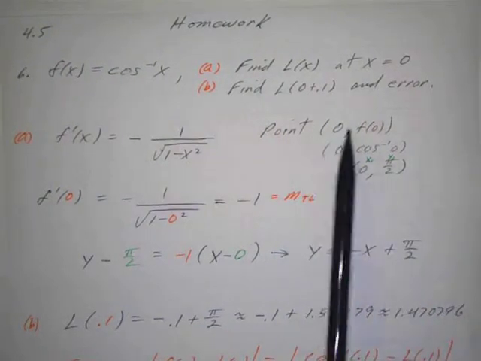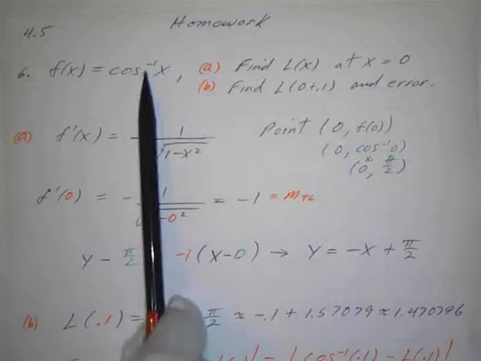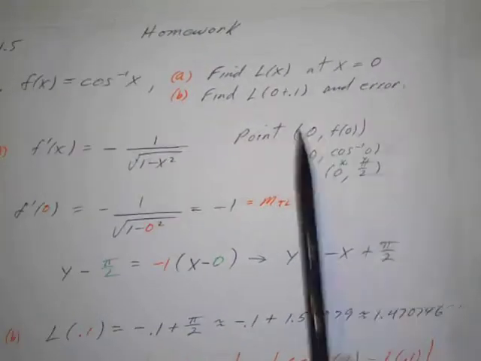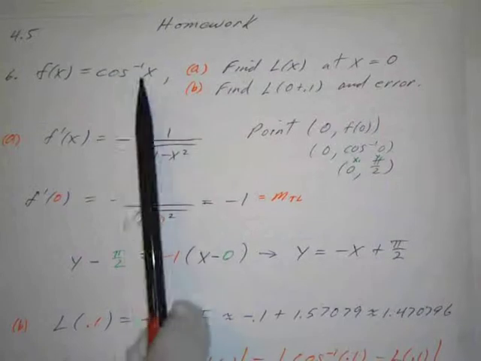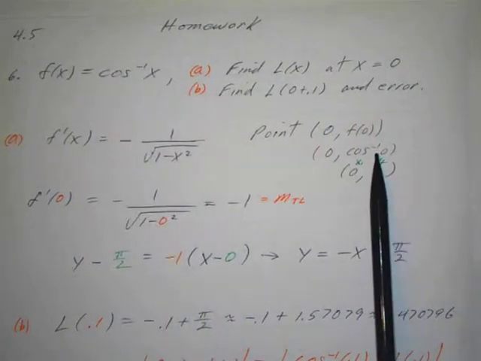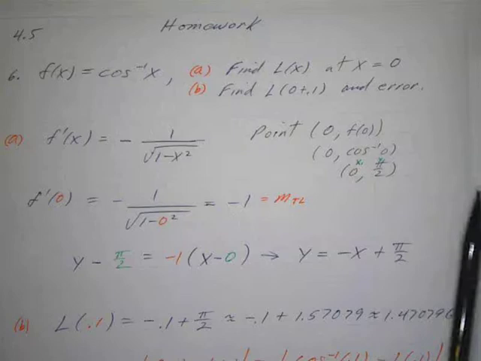So first of all, at 0, if I put 0 in here, my function gives me my other coordinate of the point of tangency. The point is x equals 0, f of 0. That's the angle whose cosine is 0. And what angle has a cosine of 0? Well, that's pi over 2.